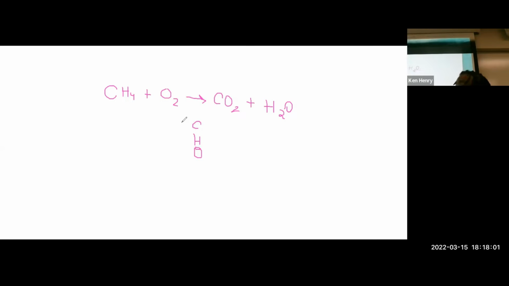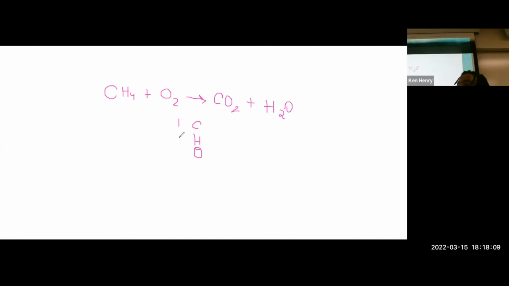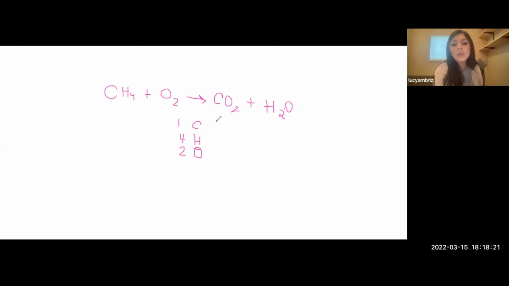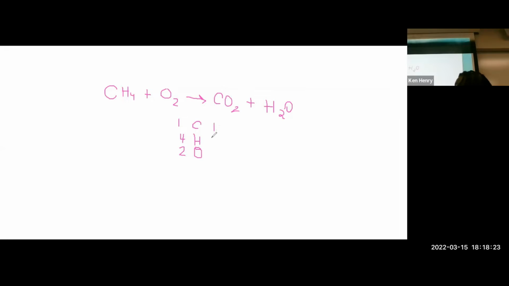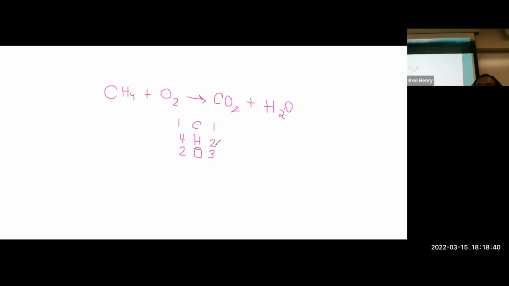Okay, so on the reactant side, how many carbons do we have? 1. How many hydrogens? 4. How many oxygens? You said 2. 2. Okay. On the product side, how many carbons? 1. How many oxygens? 3. How many hydrogens? 2. I was just keeping you on your toes. Okay, so is it balanced?